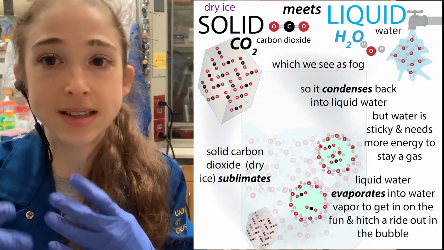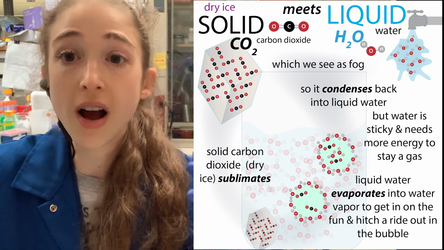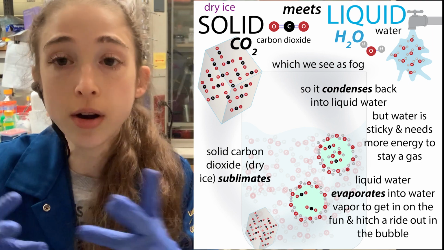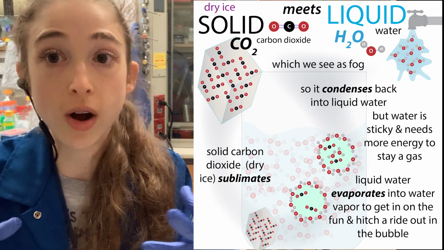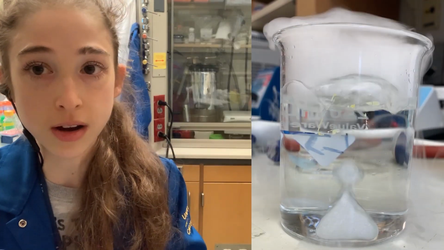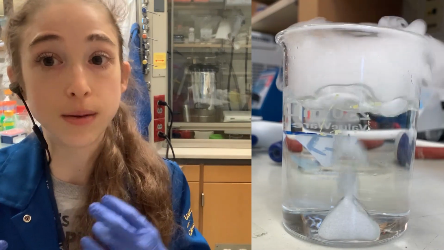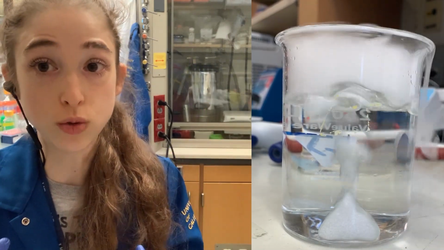So what's going to happen is that because inside of this bubble it's not hot enough for the water to stay apart from one another, the water molecules are going to condense, and so they're going to form this liquid water, and this is what you're going to see as fog. So we can get this fog effect based on just dropping CO2 into water.